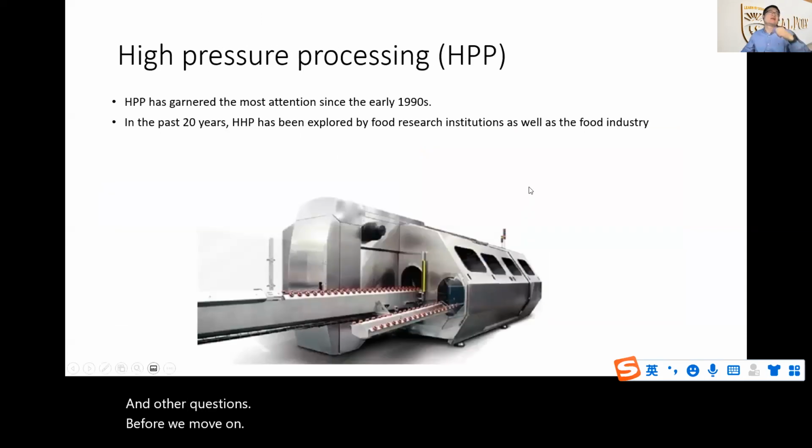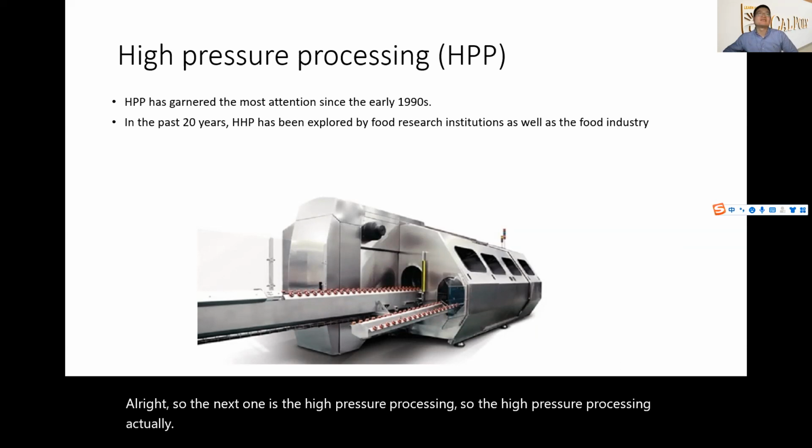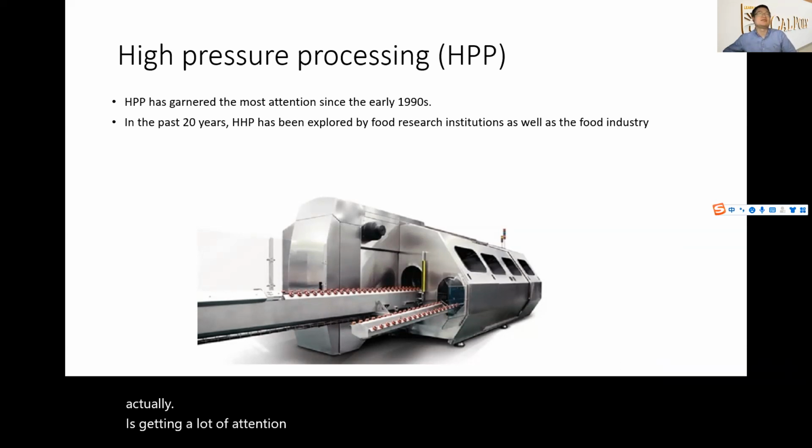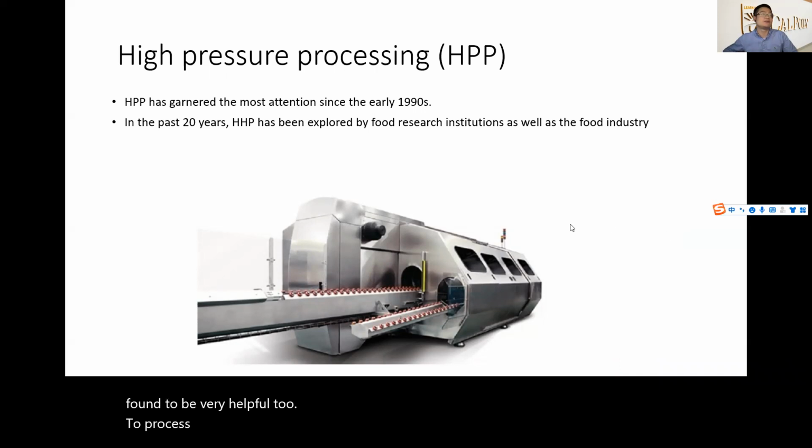Okay, so the next one is the high pressure processing. The high pressure processing has actually been getting a lot of attention in the past 20 years. It was first developed in the 1990s, and it was found to be very helpful to process seafoods and fruit juices without causing much nutrition loss.